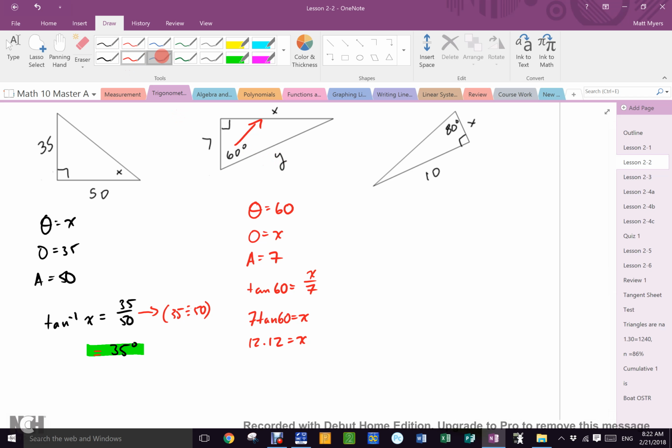Pythagoras. That's going to be x squared, which I know is 12.12, plus 7 squared. And then what do I have to do to that whole answer? What do I do at the end of Pythagoras? I square root it all to get the answer.